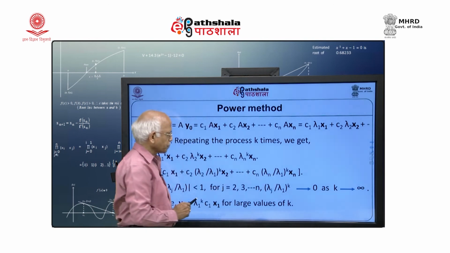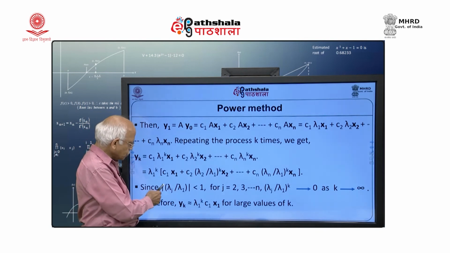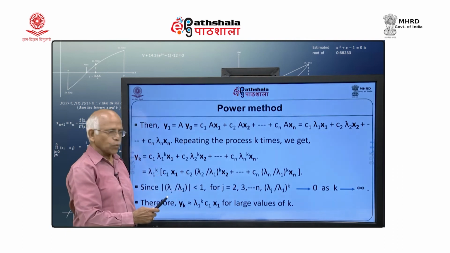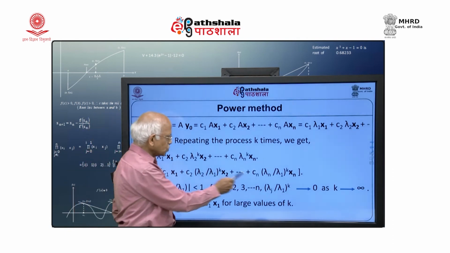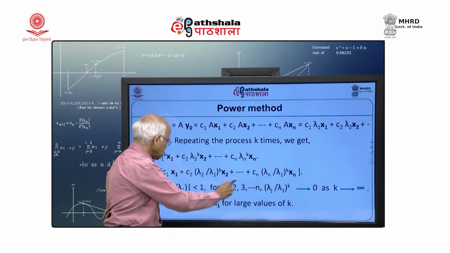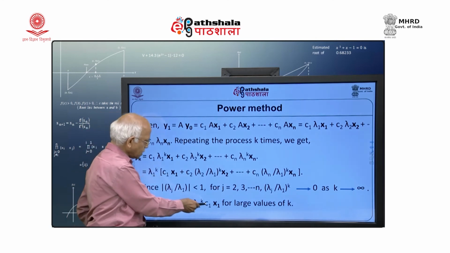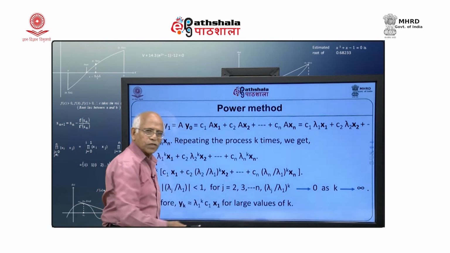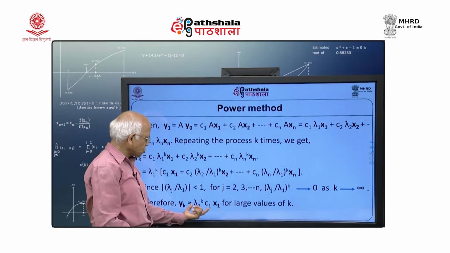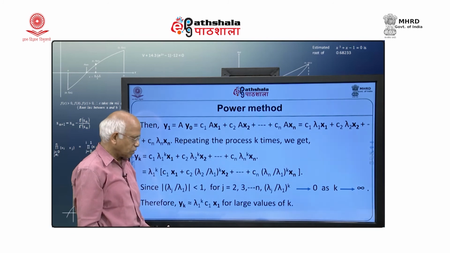Now, by the condition we have imposed on the eigenvalues, the absolute value of lambda j by lambda 1 has to be less than 1 for all j equal to 2, 3 up to n. Therefore, this will tend to 0 as k tends to infinity, and all these terms will vanish. So y k bar will be approximately equal to lambda 1 raised to k into C 1 x 1 bar for large values of k, because these are all negligible, and we can say that y k bar will be approximated by this particular number, lambda 1 raised to k into C 1 x 1 bar.